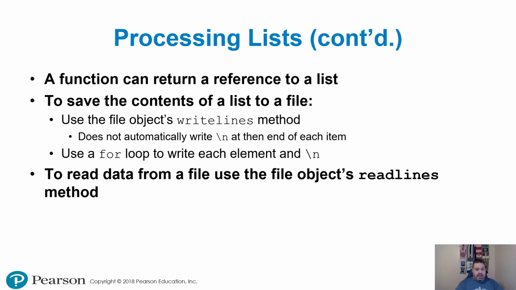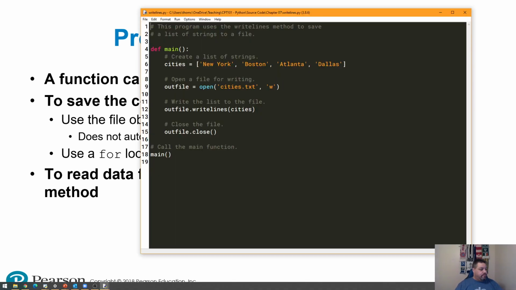Writelines can write an entire line at a time, and it just doesn't print the new line. It just keeps going. You can use a for loop to write each element. So that's what it does here. We have a list of cities, 4 things in our list. We open a file called cities.txt for writing, and then we open the outfile and use the writelines method to write the whole list of cities here.